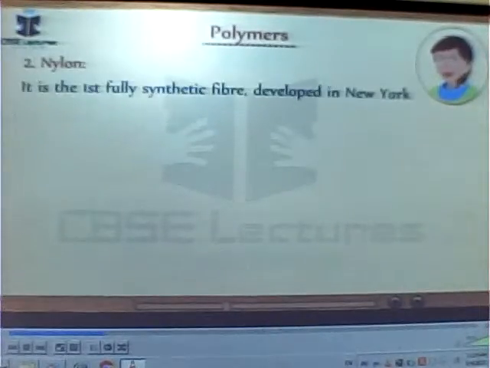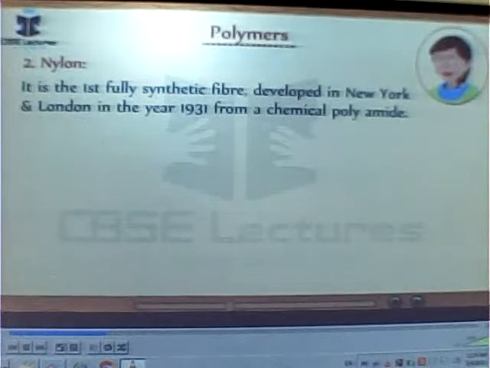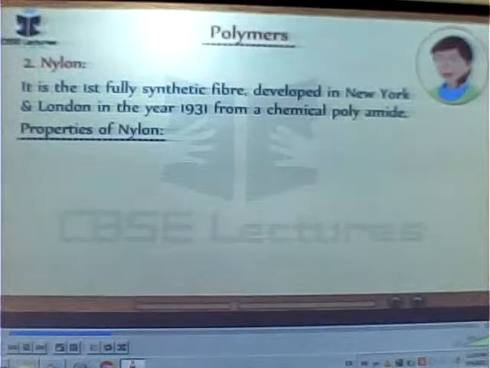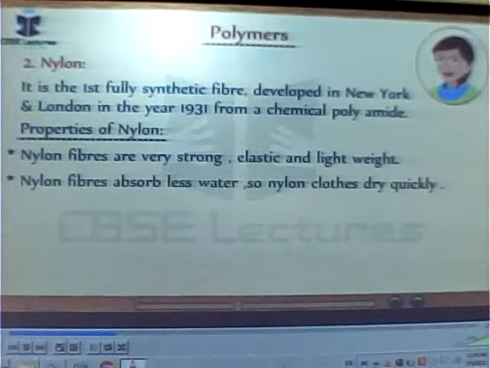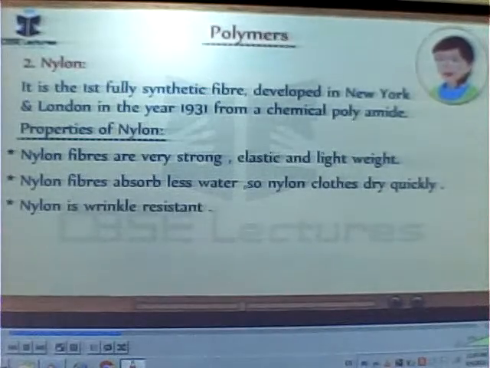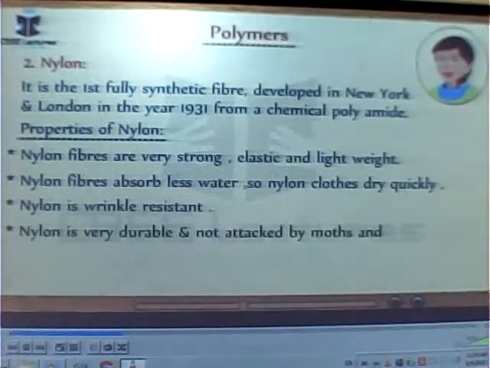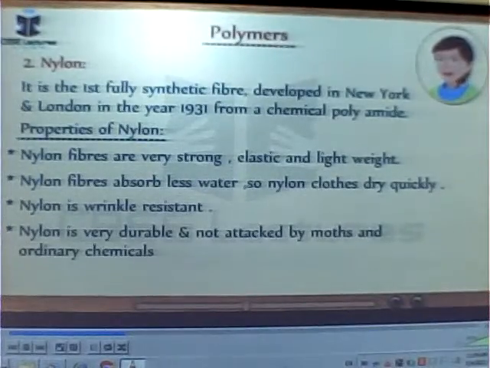Nylon. It is the first fully synthetic fiber developed in New York and London in the year 1931 from a chemical, polyamide. Properties of nylon. Nylon fibers are very strong, elastic and lightweight. Nylon fibers absorb less water, so nylon clothes dry quickly. Nylon is wrinkle resistant. Nylon is very durable and not attacked by moth and ordinary chemicals.